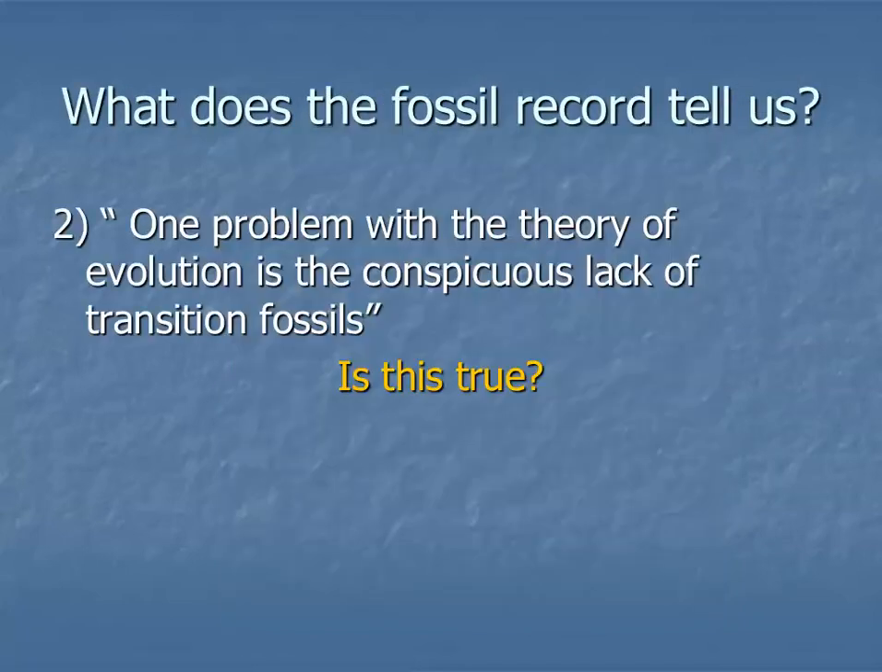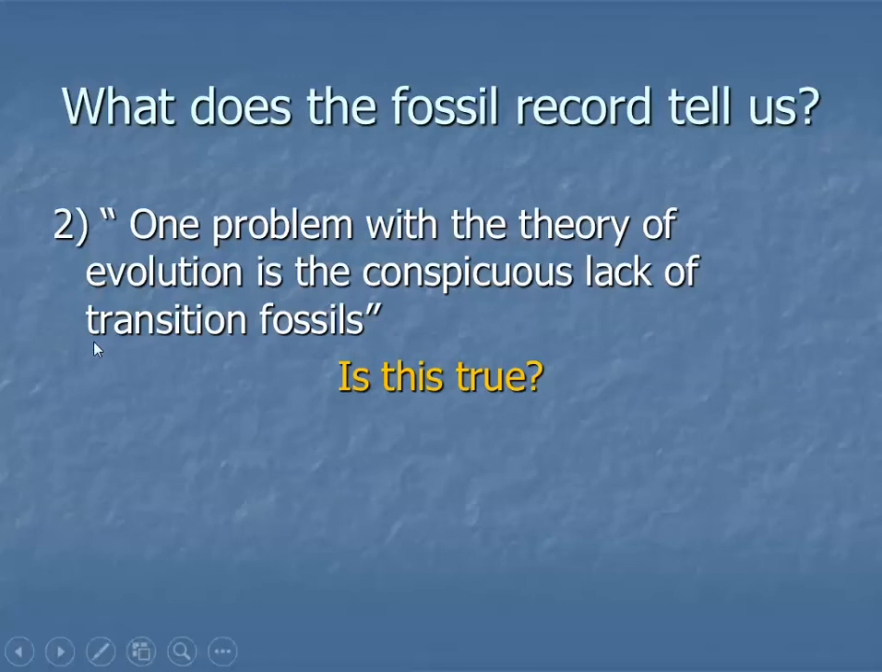All right, what does the fossil record tell us? Here is a criticism somebody made once of the theory of evolution. The problem with the theory of evolution is the conspicuous lack of transition fossils. Is this true? Because let's think about it. It's one thing for one sea urchin to change into another type of sea urchin, or one horse-like mammal to change into another horse-like mammal. But if evolution is true, if all life descended from a single common ancestor, that means somewhere along the line, one animal had to change into a completely different type of animal.